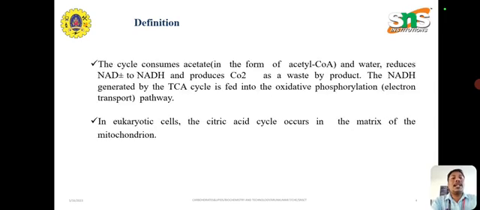The cycle consumes acetate in the form of acetyl coenzyme A and water, reduces NAD to NADH, and produces carbon dioxide as a waste byproduct. The NADH generated by the TCA cycle is fed into the oxidative phosphorylation, that is the electron transport chain, pathway. In eukaryotic cells, the citric acid cycle occurs in the matrix of the mitochondria.